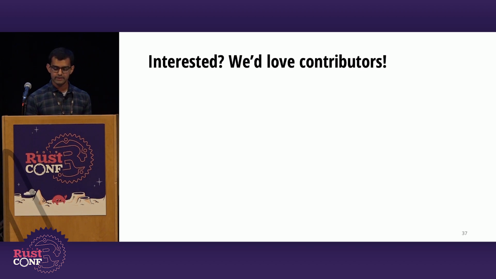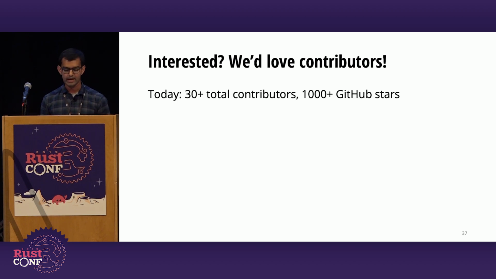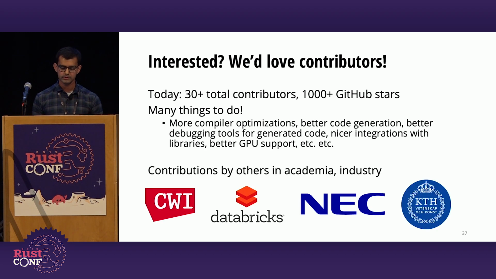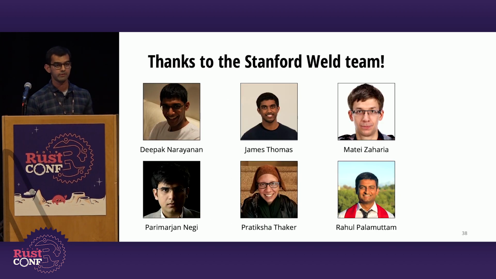OK, so if you're interested in this stuff, we'd love contributors. We have around 30 contributors today, over 1,000 GitHub stars. So the project is definitely still growing. There's many, many things to do, ranging from compiler optimizations to fleshing out things like GPU support. We also have contributions by many other groups in academia and industry. So I think we can find something to do no matter where you are. I also just want to give a quick shout out to the other people at Stanford who contribute to this project. Obviously, none of this would exist without them.